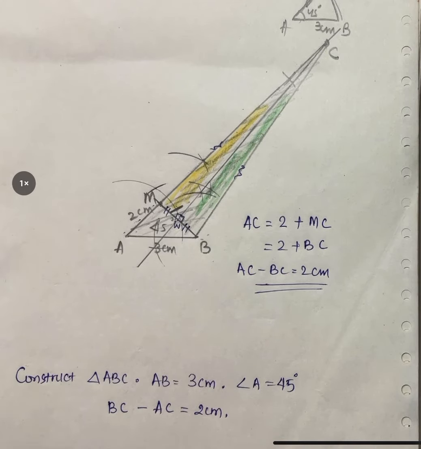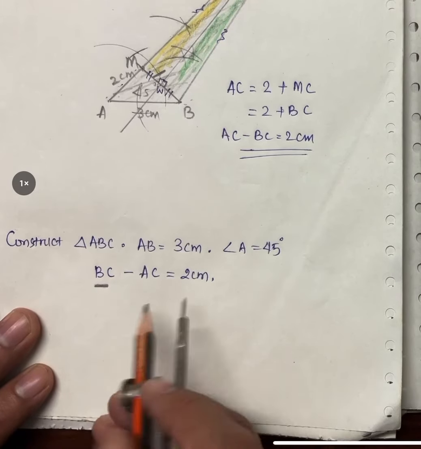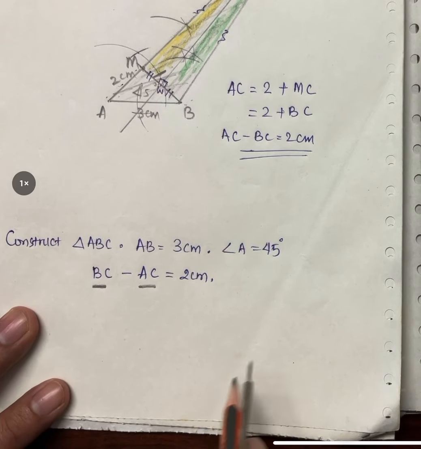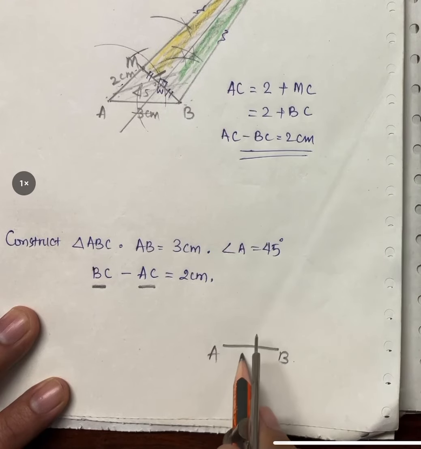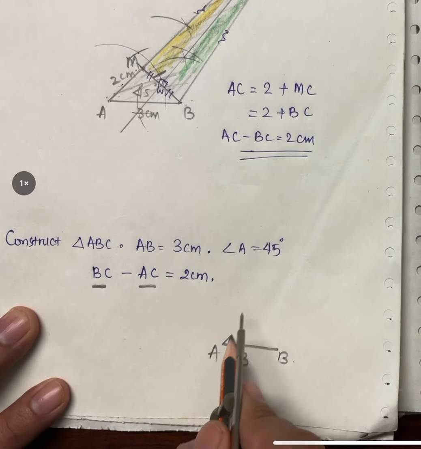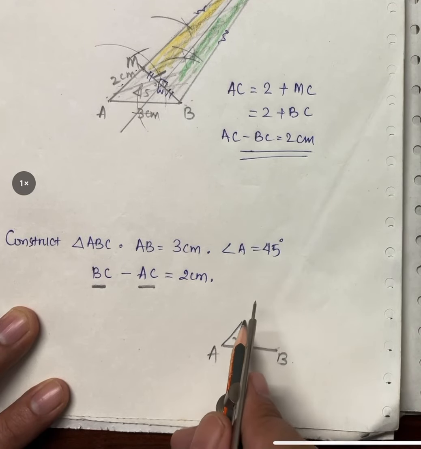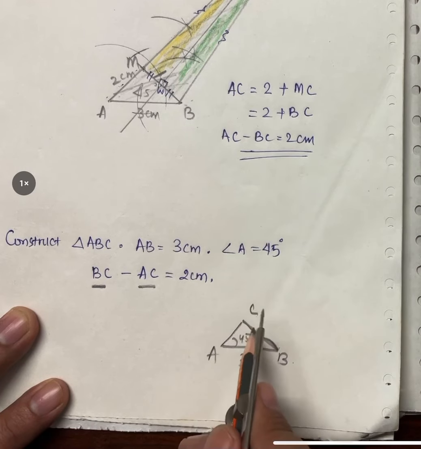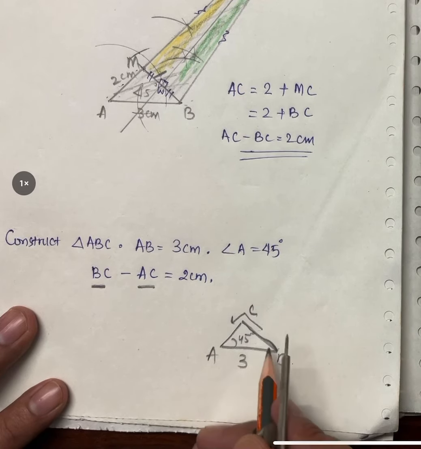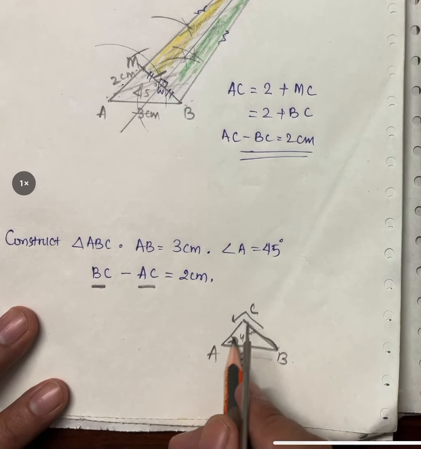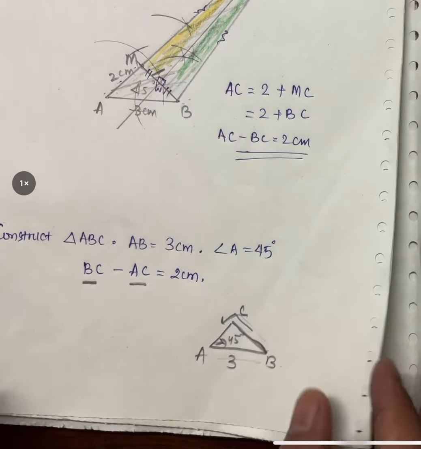Let's try to understand by a rough figure what's going on here. This time BC length is longer and AC length is shorter. So we will be having a base AB that will be 3 centimeters. Angle A that will be 45 degrees. This time we want BC to be longer. BC length is longer and AC will be shorter, and the gap between them is again 2 centimeters. So 3 centimeter, 45 degree, and the gap between them is 2 centimeters. Let's see how to construct this one.